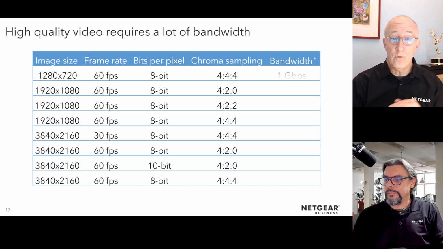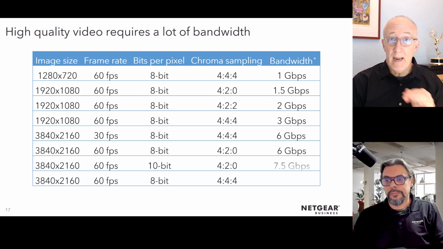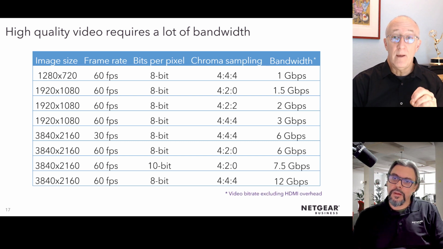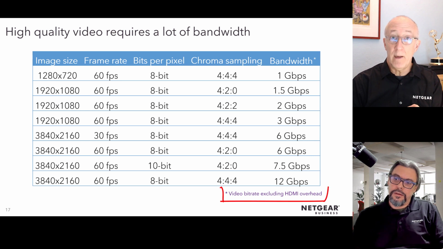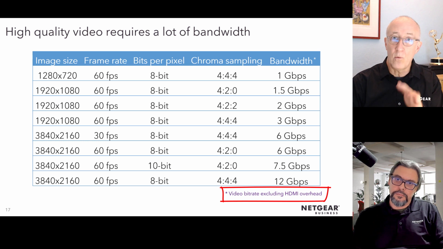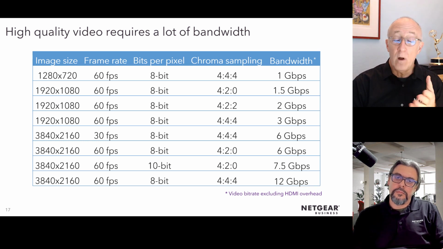When you want to go full up 4K 60, 8-bit quality chroma, and then the bandwidth required for that, and this doesn't even take into account the overhead, because HDMI has an extra overhead that you wouldn't need to transmit normally, but just the raw data is 12 gigabits. That's a hell of a lot of bandwidth going across your network.